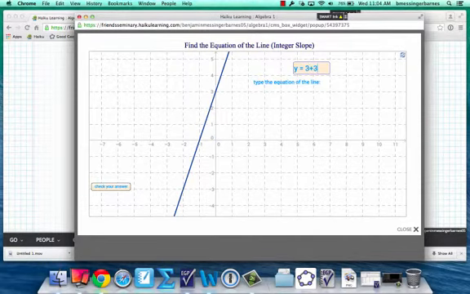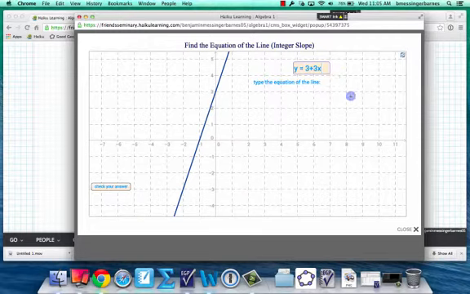So coincidentally, the y-intercept and the slope happen to be the same. Okay, big deal. This is totally the correct equation for this graph. But if I were to click check your answer, it's going to think I made a mistake. Why? Because this program, for some reason, does not like its linear equations in this form. It wants it to be 3x plus 3.